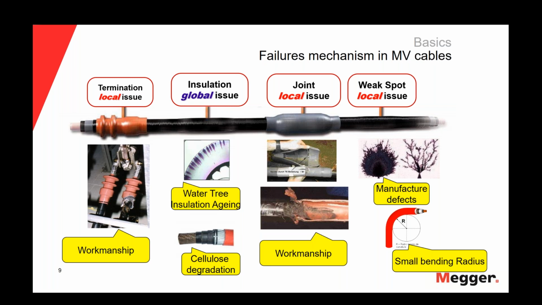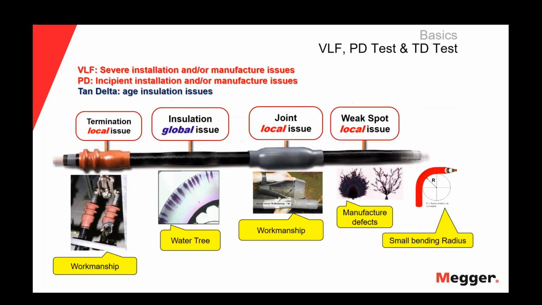So depending on what problem I'm dealing with is the tool or the diagnostic or test I will use. For instance, if I am dealing with severe installation and/or manufacture issues, I can use the VLF. The VLF will convert into a fault all the severe installation and/or manufacture problems. But if I am looking for incipient installation or manufacture problems, then I need to use the partial discharge diagnostic. And on the other hand, if I am looking for aged insulation issues in the insulation of my cable, if I'm looking, for instance, for water trees, I can use the tan delta. So depending on what problem I am dealing with, there are different tests I can use.